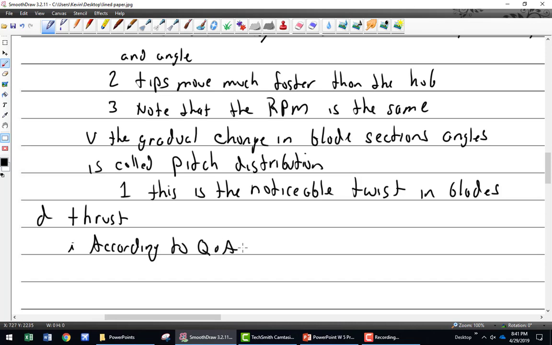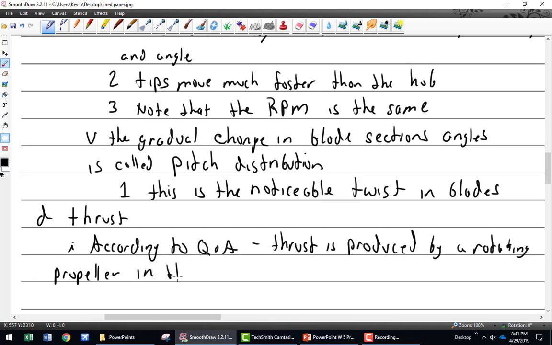According to your Q&A, which is, I suppose, all that really matters when you're trying to pass the test, thrust is produced by a rotating propeller in the same way lift is produced by a wing.